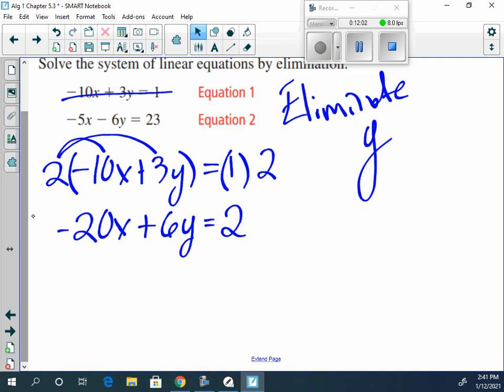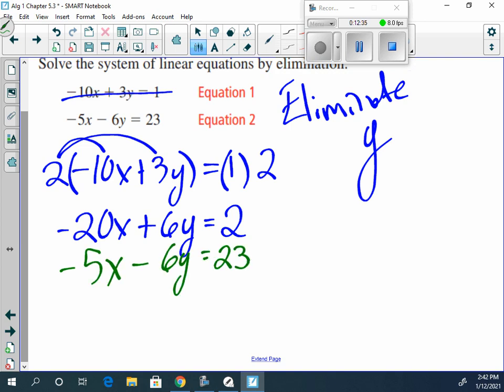Because we're not looking at that equation anymore because we did what? We multiplied it all by 2. So our other equation we're looking at is this equation number 2. So equation 2's y value is 6y. Our new equation's y value is 6y. Are those the same now? Well, yeah, now I can use elimination to cancel the y's out, can't I? Because they're the same. So I can put that underneath. So we have negative 5x minus 6y equals 23.